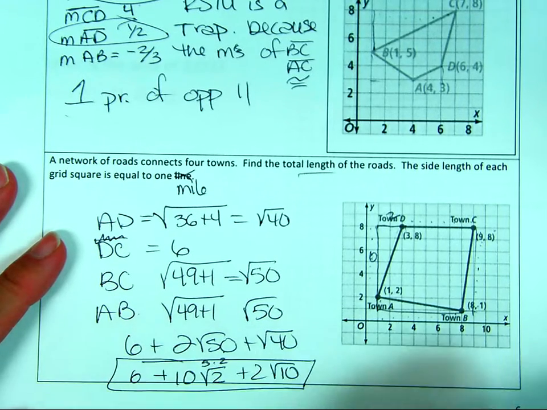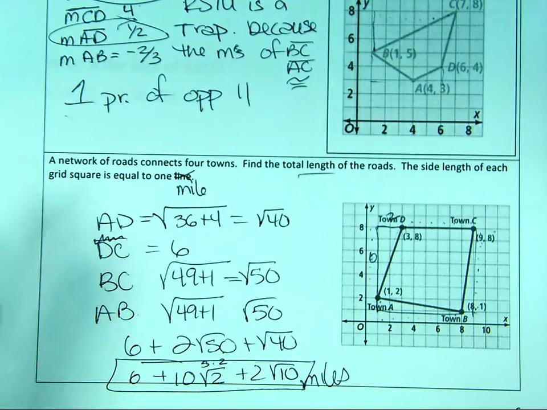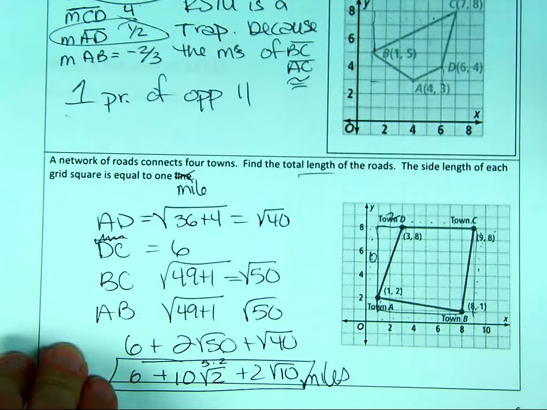And if it was in miles, then I'd say miles. Now, obviously, we'd use a calculator and round to the nearest tenth or whatever we needed to if we were needing an approximation. But that is the exact answer, and I know a lot of the problems in the book were asking for an exact answer. So just keep that in mind.